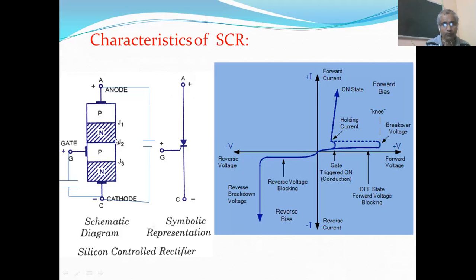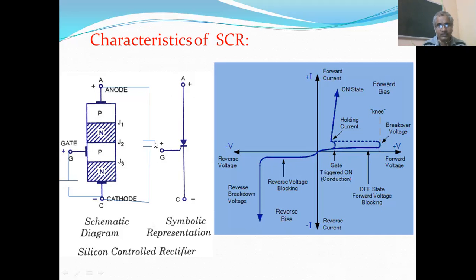So there is no flow of current across J2, and therefore the device is off. No actual current flows through the device, and in this graph you will see a very small current flowing. This is called the anode current. This is due to the presence of minority carriers. A very small current flows through the device.